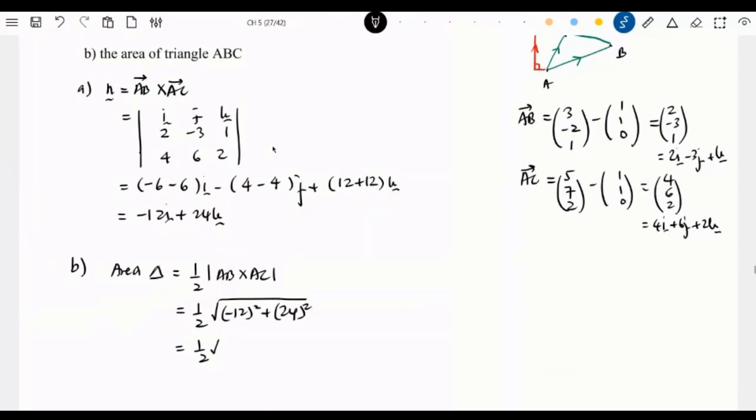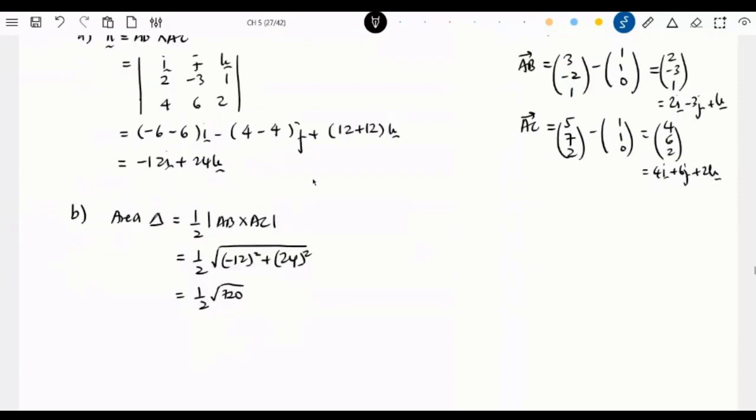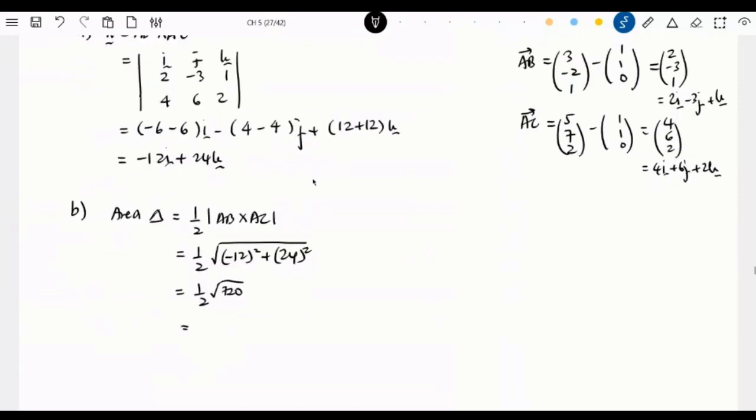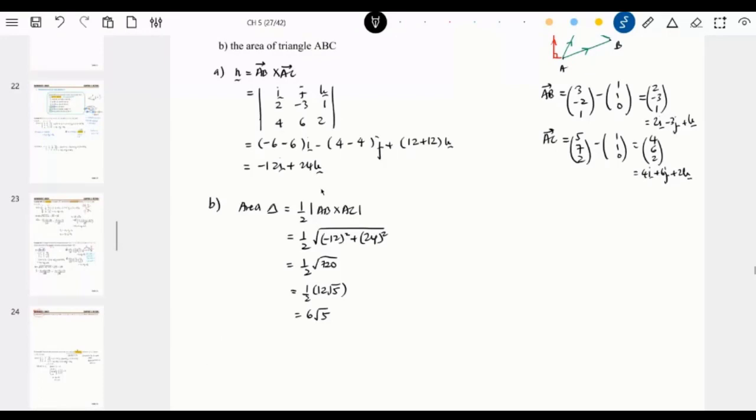720. Okay, boleh simplify tak? 12, anyone? Square root 5. 12 square root 5. So simplify, kita akan dapat 6 square root 5. Okay. So that's how we solve for 7C.